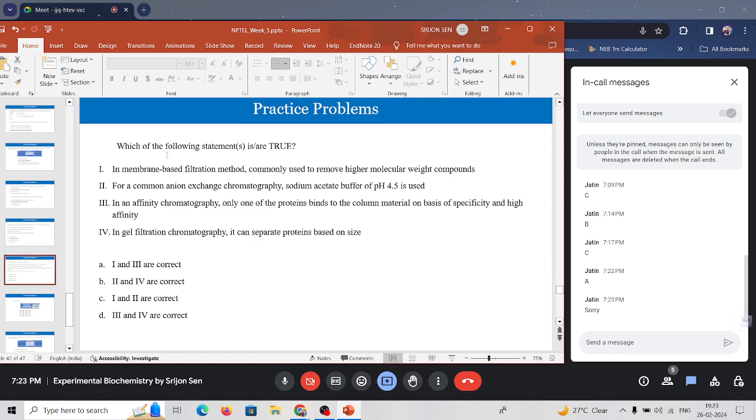Okay, the next one. Which of the following statements is or are true? Membrane-based filtration method is commonly used to remove higher molecular weight compounds. For a common anion exchange chromatography, sodium acetate buffer is used of pH 4.5. In an affinity chromatography, only one of the proteins binds to the column material on the basis of specificity and high affinity. And in gel filtration chromatography, it can separate proteins based on size. So which of the following is or are true?